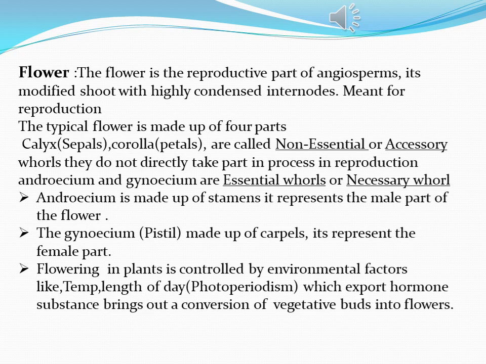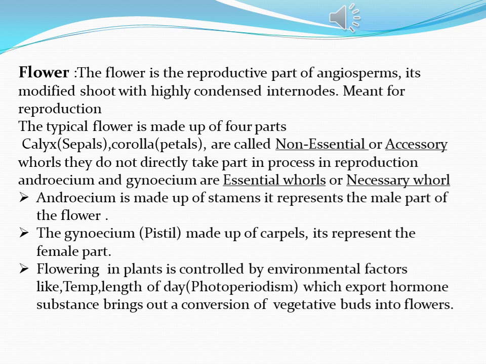Yes, we know that in a flower there are two essential parts: one is the androecium and one is the gynoecium. Androecium is made up of stamens, and it represents the male part, or male reproductive structure, of the flower. Gynoecium is made up of carpels and it represents the female part of the flower. Okay.